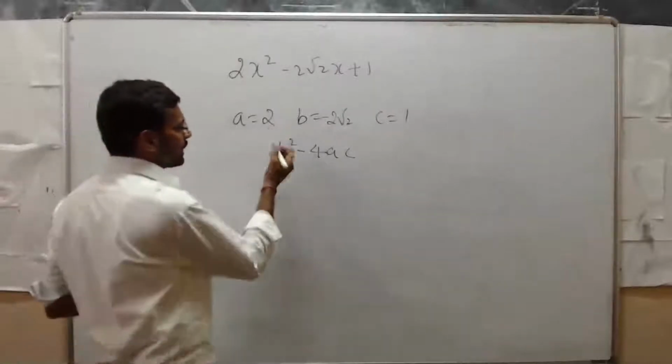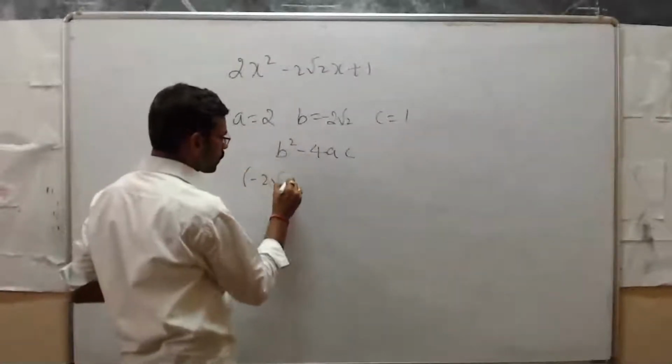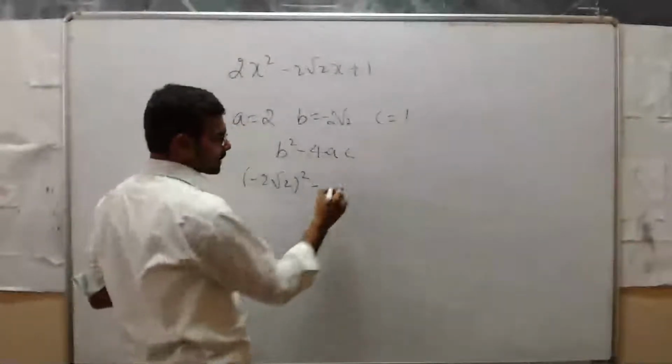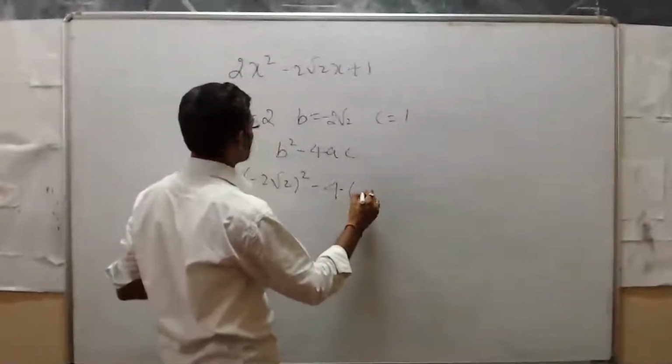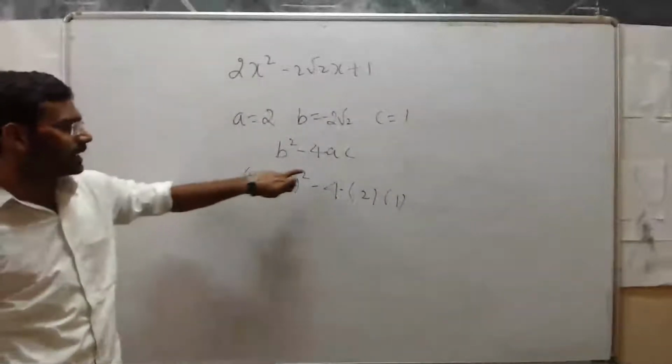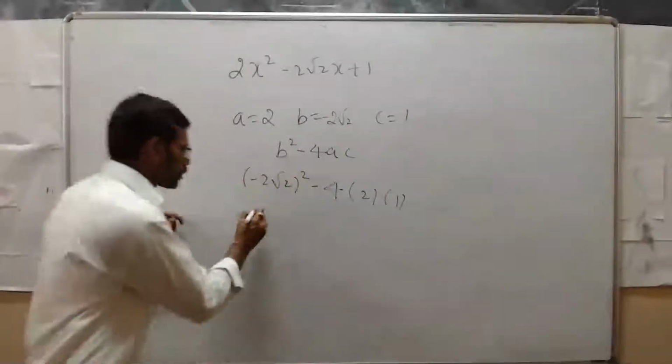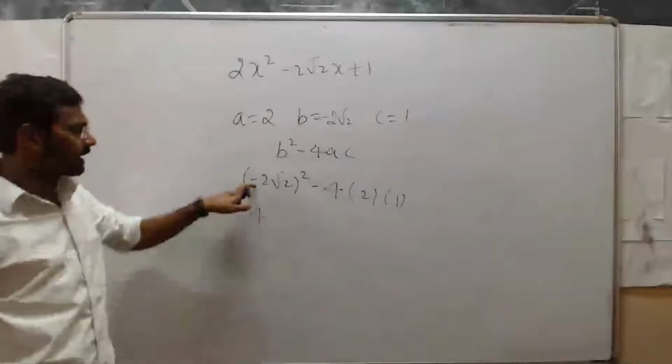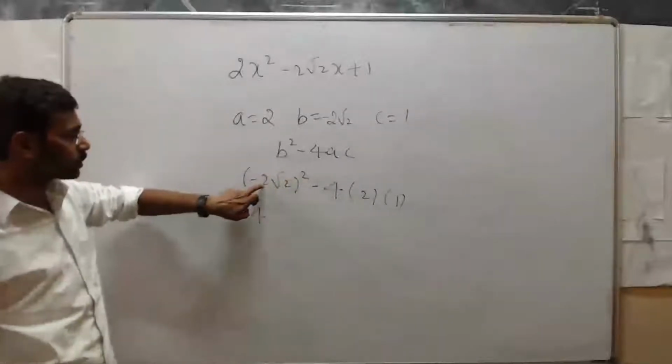Then how much is b square minus 4ac? B value is minus 2 root 2 whole square, minus 4 into a value 2, c value 1. Minus square is plus. 2 square is 4.